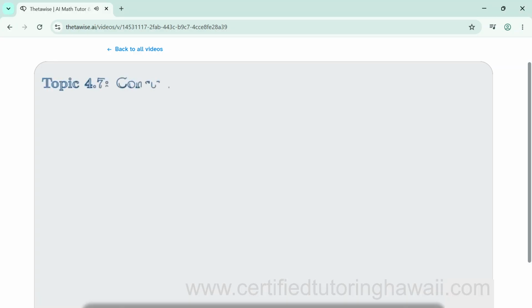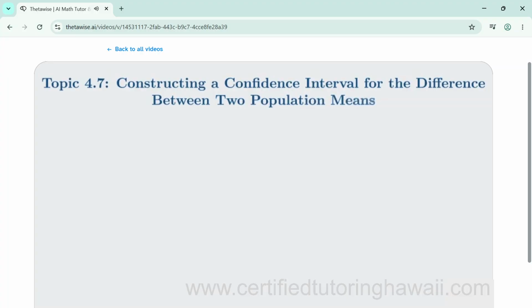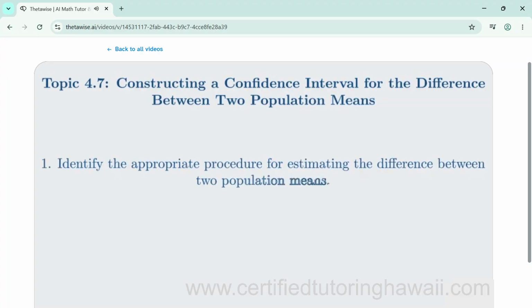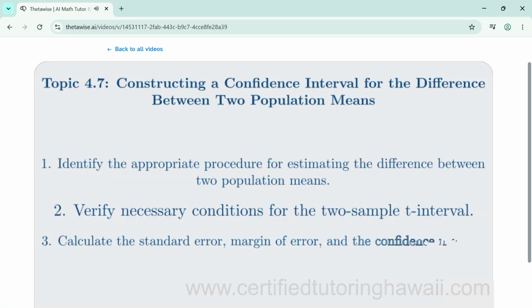Hello, everyone. Today we are diving into a crucial topic in AP statistics. Topic 4.7. First, we will identify the appropriate procedure for estimating the difference between two population means. Second, we will verify necessary conditions for the two-sample t-interval. And finally, we will calculate the standard error, margin of error, and the confidence interval.